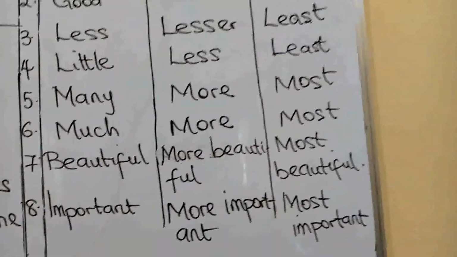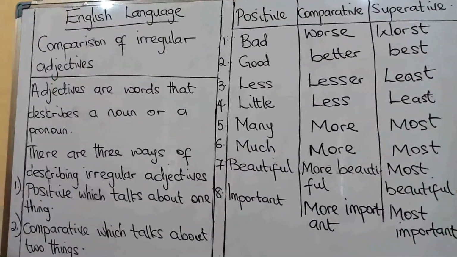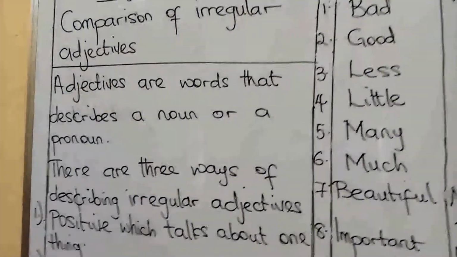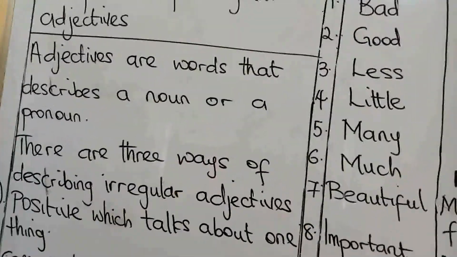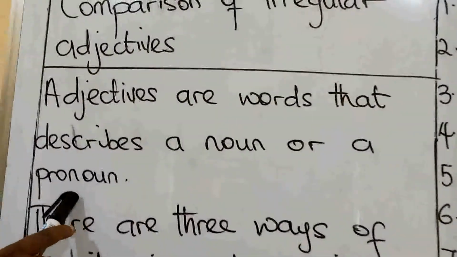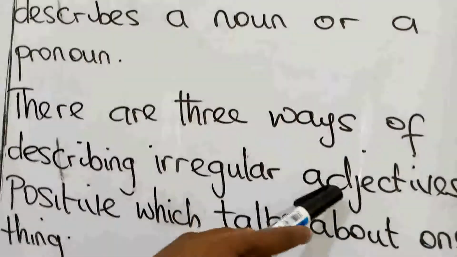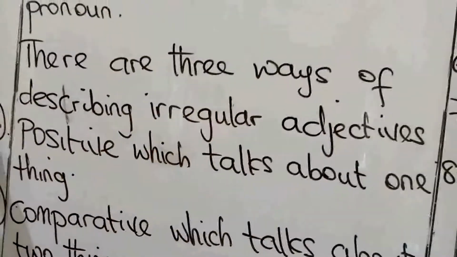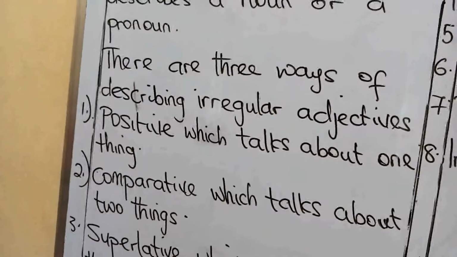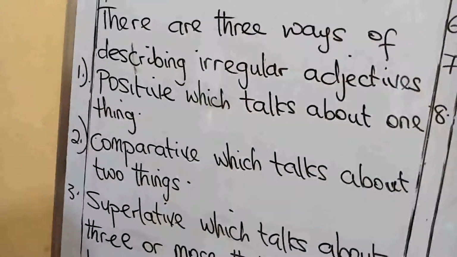Okay, now I said our topic today is comparison of irregular adjectives, and we went ahead to define adjectives as words that describe a noun or a pronoun. And I said there are 3 ways of describing irregular adjectives. I said number 1 is positive, which talks about what? Who can remind me? One thing. Positive talks about one thing.